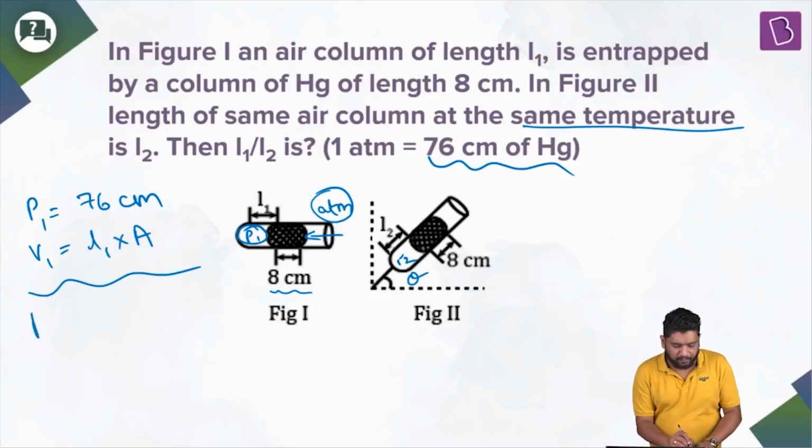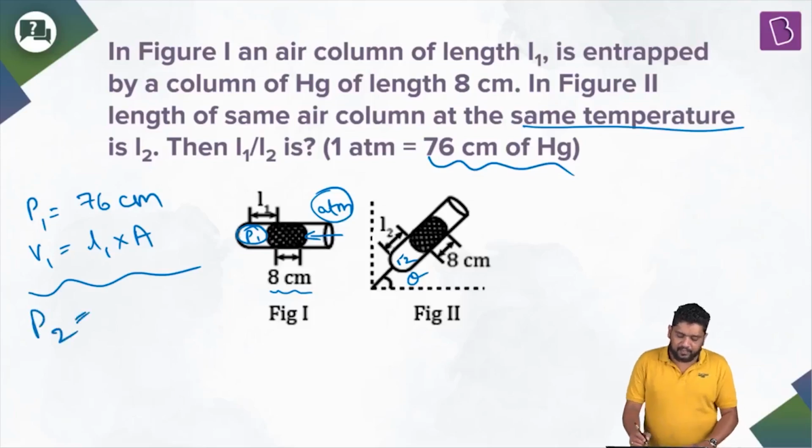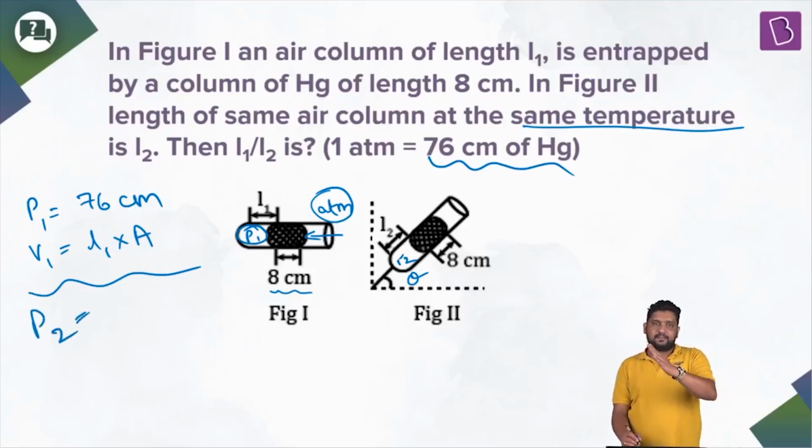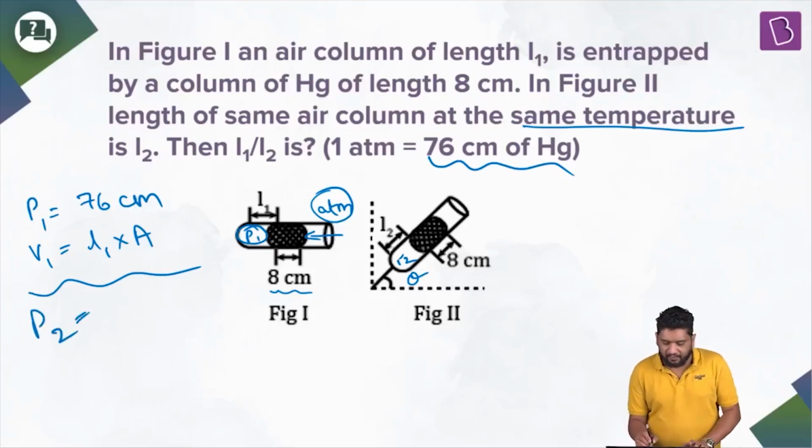Similarly, what can I say about P2? P2 will be how much? Think about this. Now, how do I find P2? I'm going to travel. The idea is that when you have a column like this and all, right? Mercury column like this. So let's look at this point. Let me change the color.